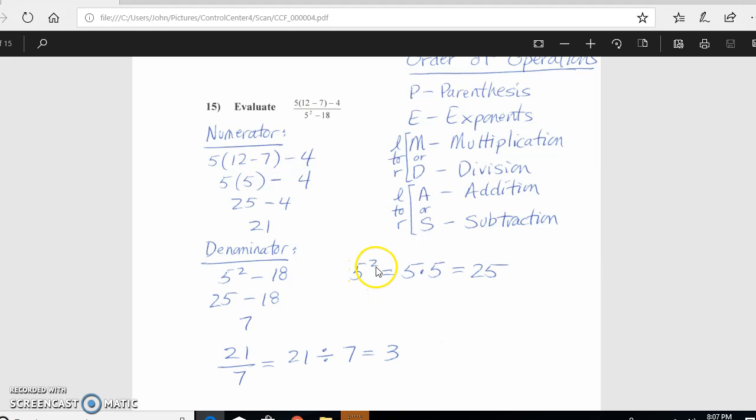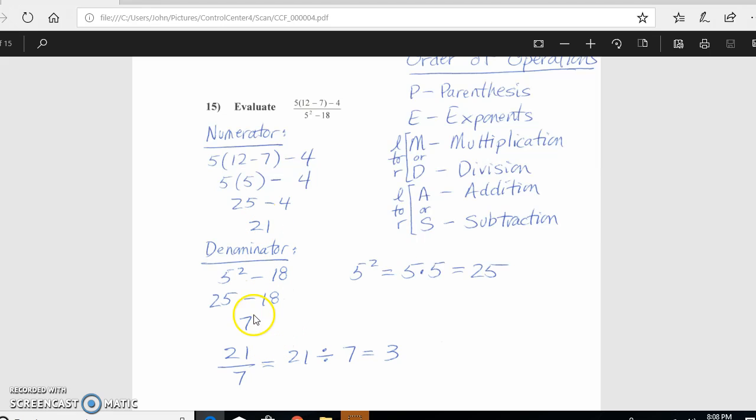The exponent tells me to take the number in front of it and multiply it by itself 2 times. So 5 to the exponent 2 is 5 times 5, which is 25. So this piece becomes 25. And 25 minus the 18, the subtraction is going to be my last step, which is going to give me a 7. So the denominator in this fraction is a 7, the bottom number.